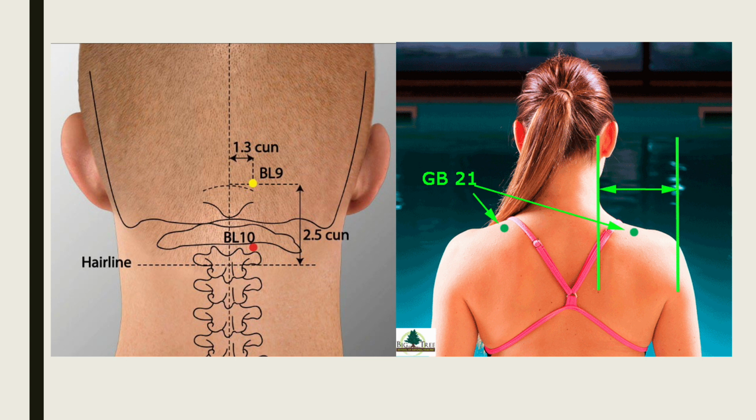Gallbladder 21 is located in area 5, midway between Du 14, Ta Chui, and the highest point of the shoulder. It is commonly used along with urinary bladder 10. These 2 points will occur in the most painful diseases. So, use these points in routine examination. In the clinic, we also need to check for other pressure points based on the patient's clinical condition.